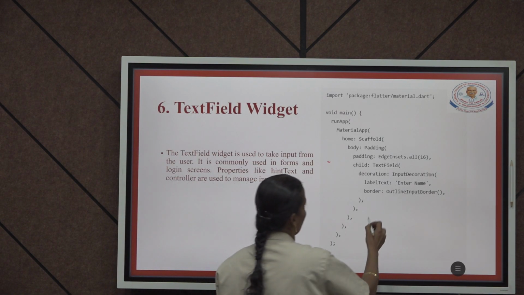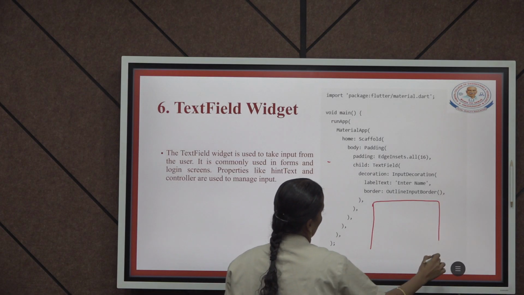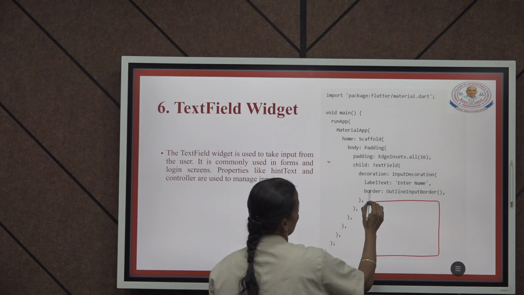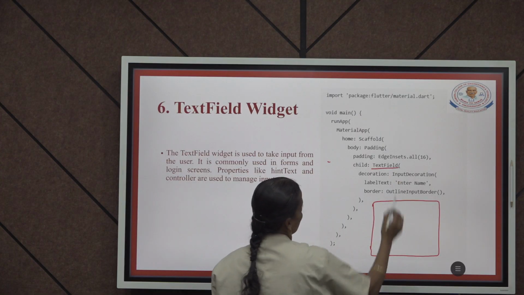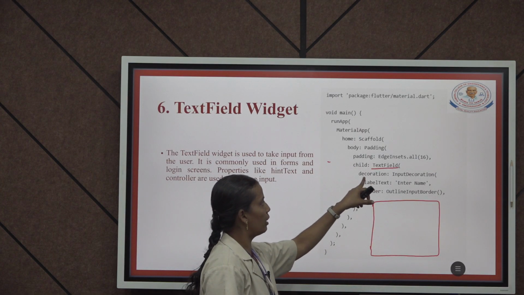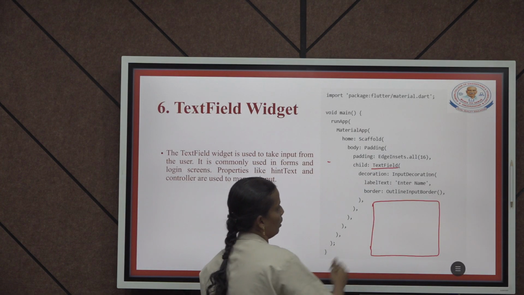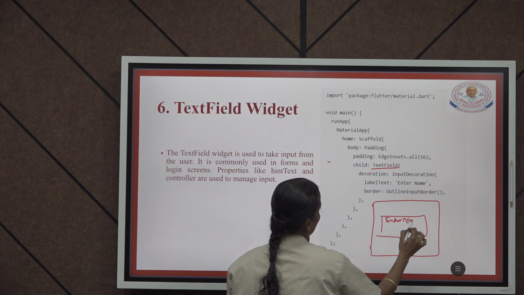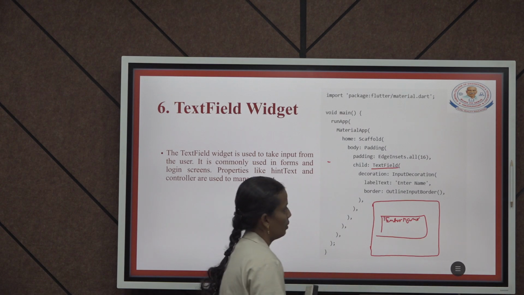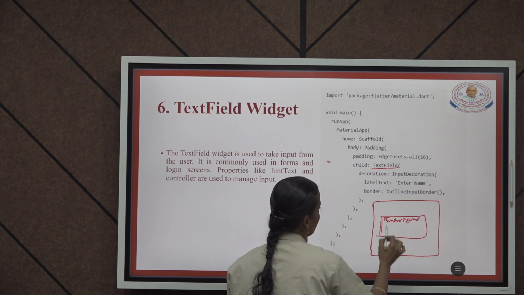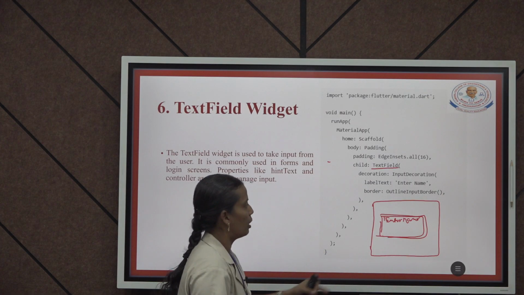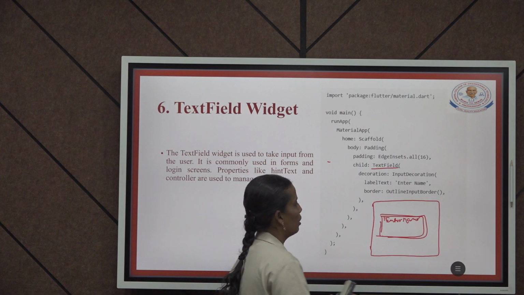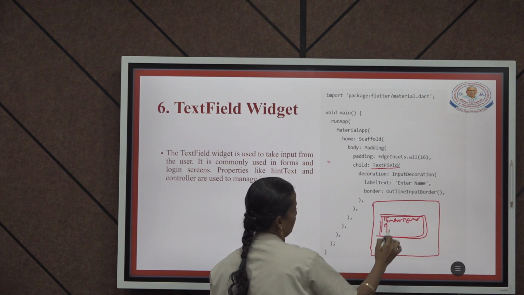For example, here we have to use TextField widget. The TextField uses the decoration property. Here a name is also given for this TextField. Enter name. The outline border is also given for this widget. Here the user will give the input.